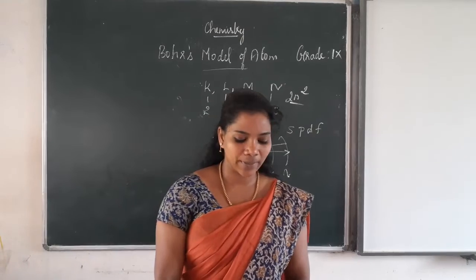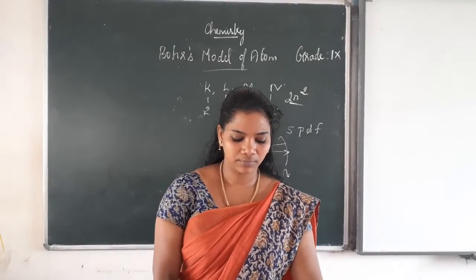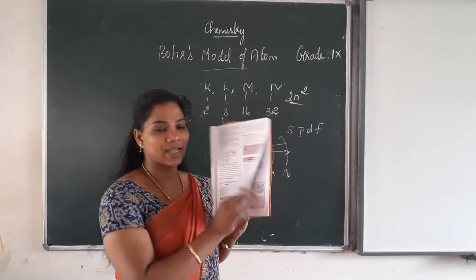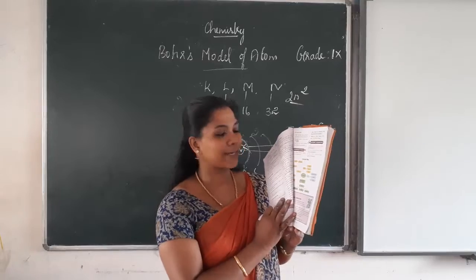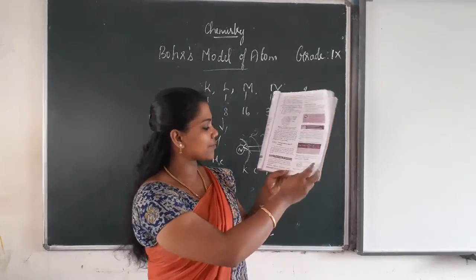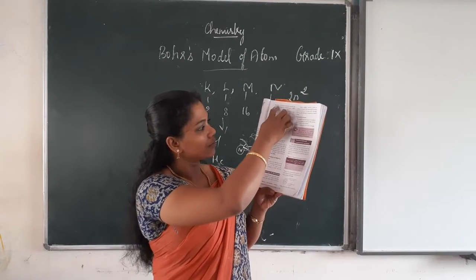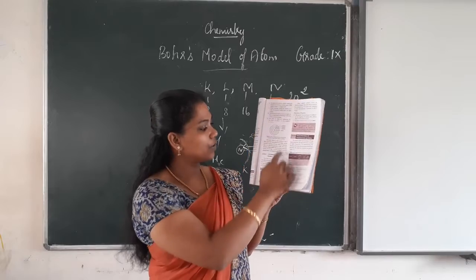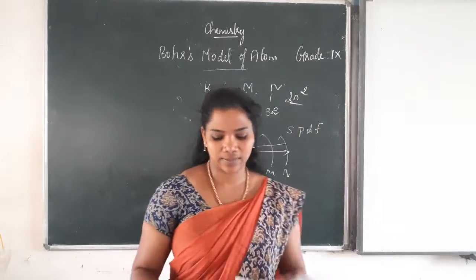The answer is on page number 127. Roman number 8, second question: explain the postulates of Bohr atomic model. The answer is on page number 127. Up to this much, from here to here. Mark the question, Roman number 8, second question.